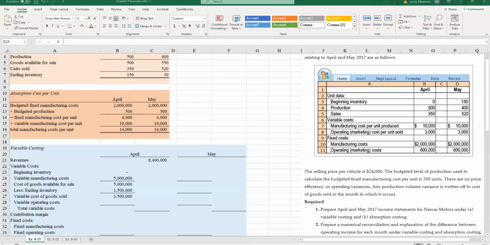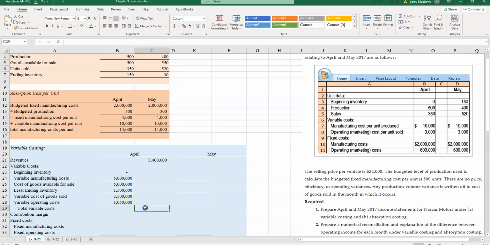So my variable operating costs are simply going to be $3,000 per unit times the number of units sold. So if I take 350 times $3,000 per unit, I'm going to have $1,050,000 as far as variable operating costs per unit.